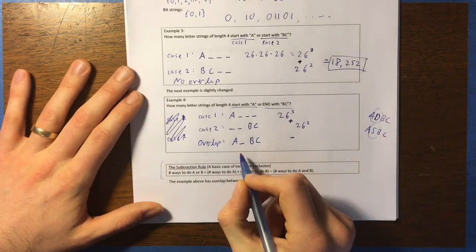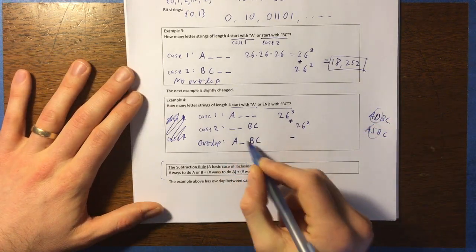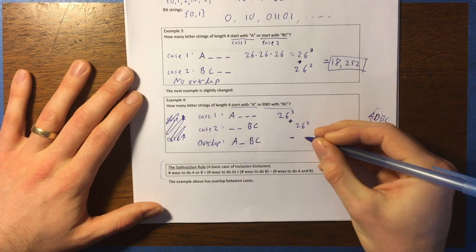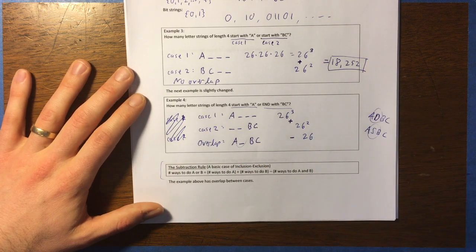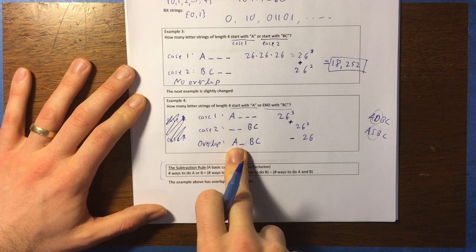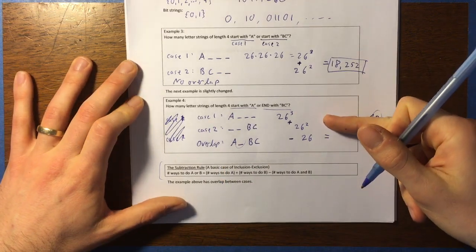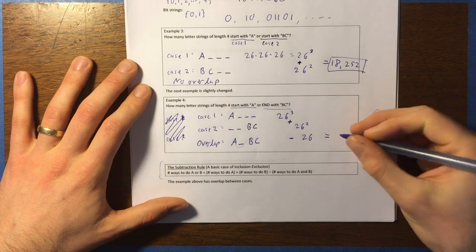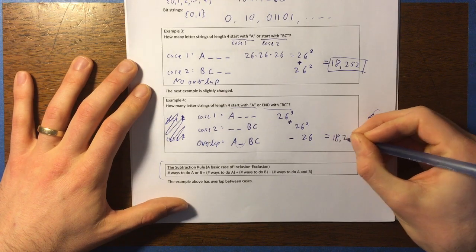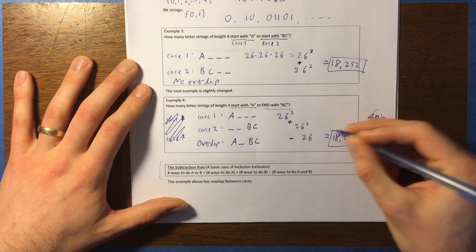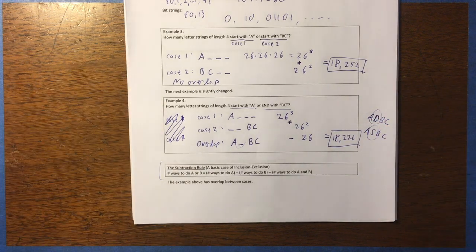So what do we need to subtract here? Well, in the overlap situation, now that there's only one blank, I just need to subtract 26 strings, because there's 26 options for what could go in that blank. So my total value here is going to be 26 cubed plus 26 squared minus just 26, and that's 18,226. Of course, you will be able to use a calculator on a test.